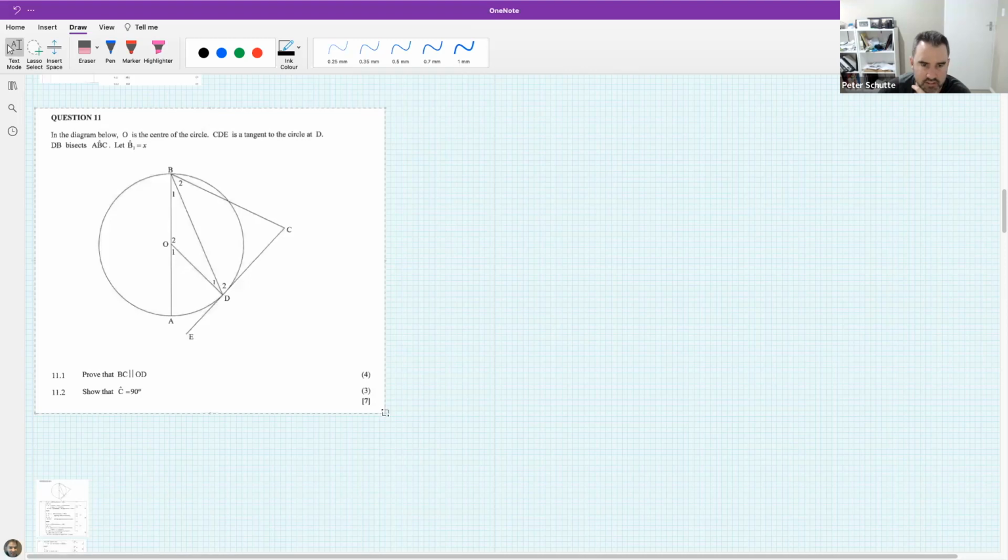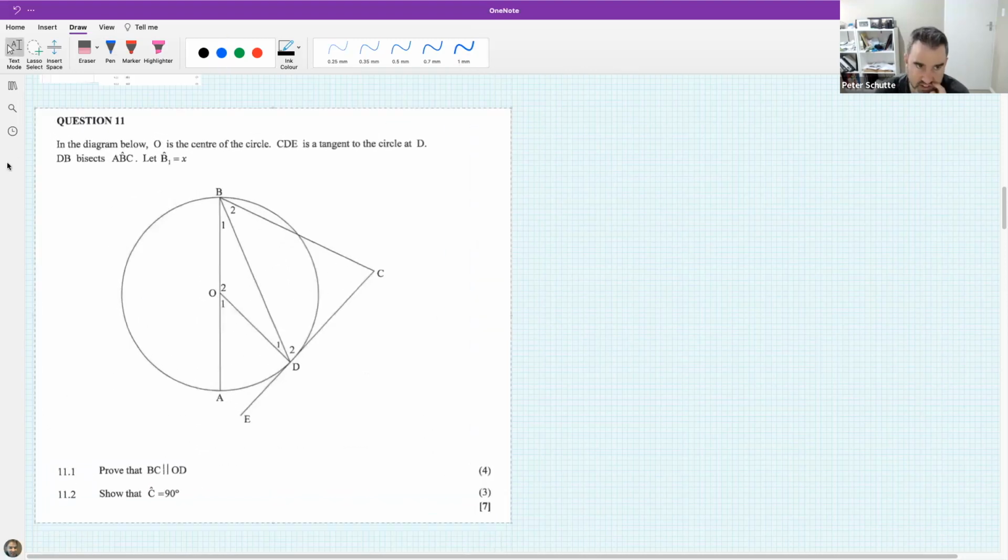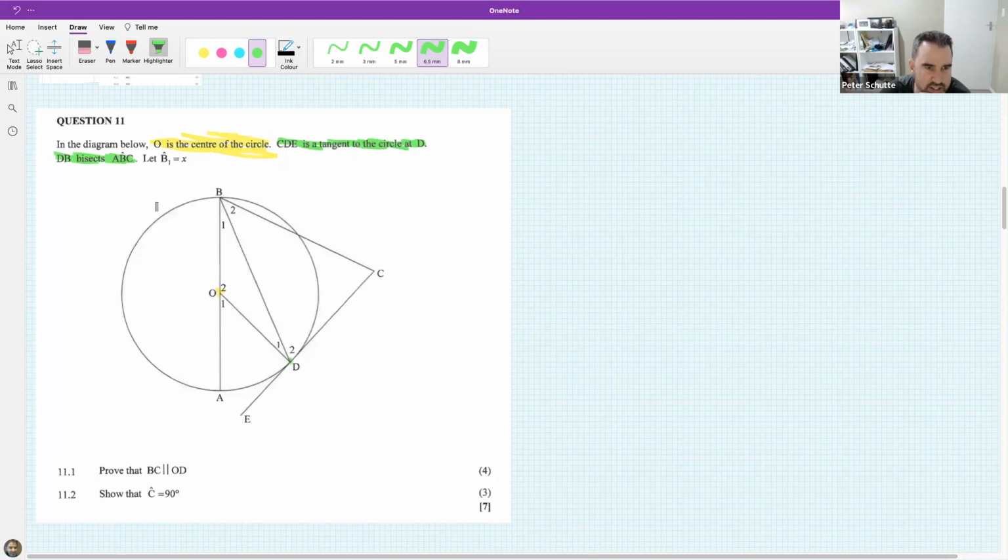So here is a 7-mark question from an old exam. Let's introduce ourselves. O is the center of the circle, so I know there might be theorems with the center of the circle. CDE is a tangent to the circle at D, so that's the point of tangency. DB bisects ABC. The wording is a bit tricky. Where is ABC? ABC is here. What they are saying is that the line that comes over here is cutting this in half. Visually, it doesn't look like that, but that's what bisect means.